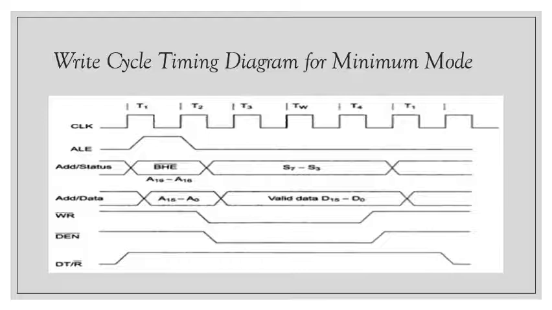The BHE and A0 signals are used to select the proper byte or bytes of memory or I/O words to be read or written. The memory or I/O read and write signals indicate the type of data transfer as specified in the table which we have discussed previously.